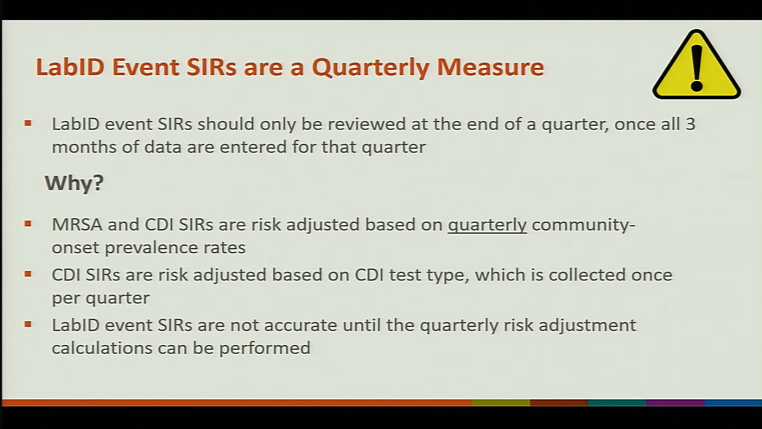Okay, I want to pause for just a few seconds, give everyone a chance to reflect on what we just learned from those 2 prevalence rates. Okay, so the LabID event SIRs are a quarterly measure. So we saw for both of those prevalence rates, they are calculated at a quarterly level. This means the SIRs can only be calculated once those prevalence rates are available at the end of the quarter. In addition, the CDI SIRs are risk adjusted for the CDI test type, which is only collected once per quarter. Therefore, if you try to run your SIRs before the quarter is complete, as maybe some of you have, you will not see the results that you're expecting.